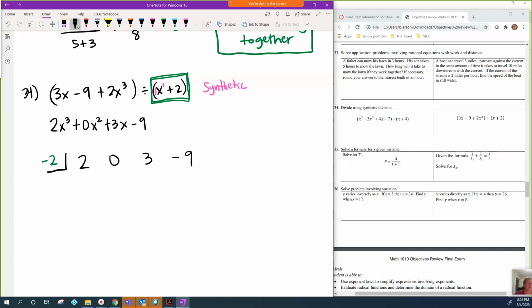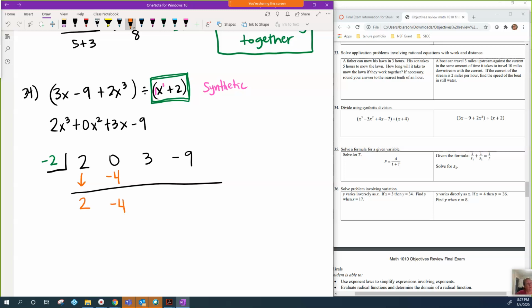Now I'm going to skip a place because I'm going to be writing numbers above and below this line. First thing you do, bring down that first number, whatever it is. So 2 comes down into my answer row here. Then take that number and multiply it by the number that's in the box. So 2 times -2 is -4, and write that underneath the next number. Then go ahead and add those together: 0 minus 4 is -4.